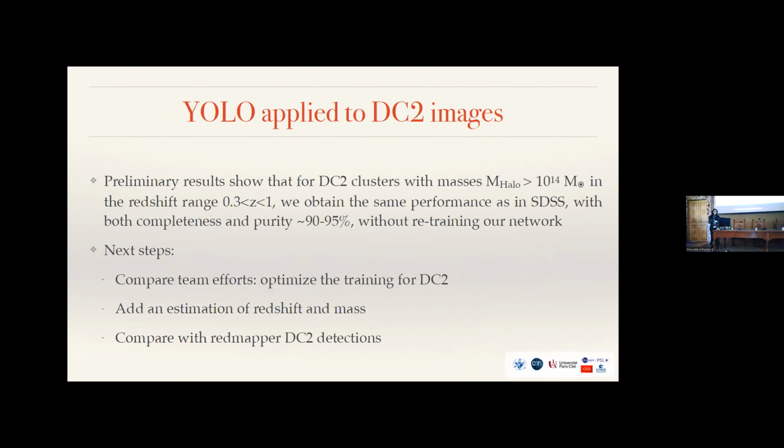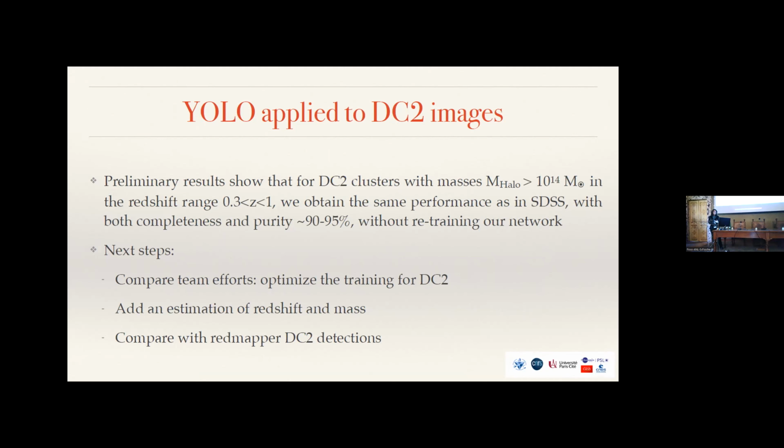So to conclude, our preliminary results show that for the DC2 clusters with a halo mass larger than 10 to the 14 solar masses in the redshift range 0.3 to 1, we obtain the same performance as SDSS, that means 90% purity and completeness, without retraining our network. So the learning has been transferred in a very efficient way from the SDSS to DC2.